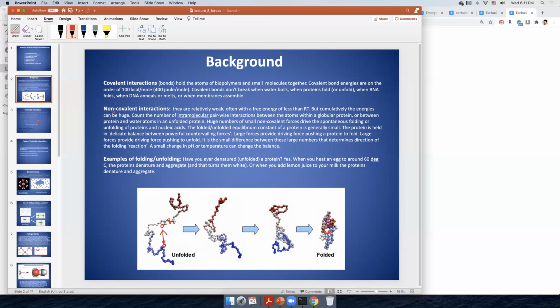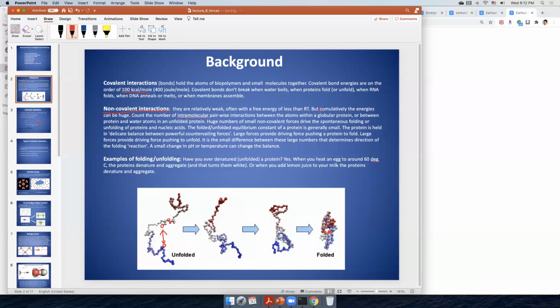which are non-covalent interactions. They are relatively weak, for example van der Waals force and electrostatic force. They usually have a free energy of less than 1 RT, or usually less than 10 kcal per mole, compared to 100 kcal per mole. This non-covalent interaction is relatively weak, so it's easily broken.